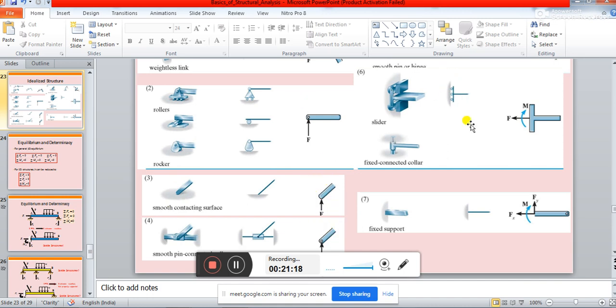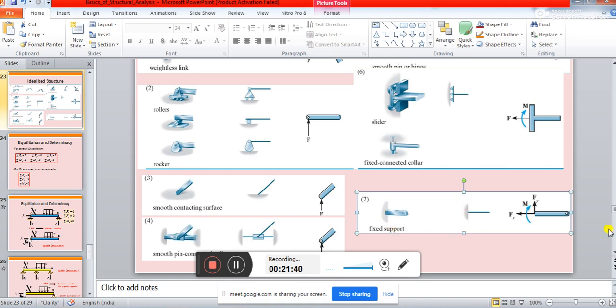See, this support and this support look to be the same, but this support's idealization is different from this member's idealization. Now, coming to the last point, the fixed support. In case of a fixed support, this beam is fixed to something.